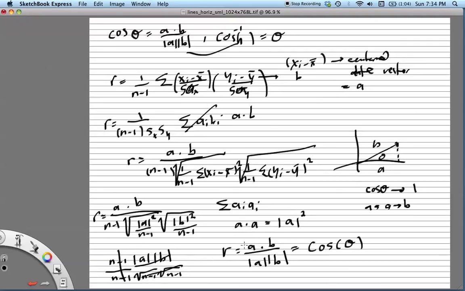Suppose R was equal to 0. Well, what that means is that the cosine of theta goes to 0, and this happens as A and B become as unrelated as possible. Okay, so I'm going to stop there, but hopefully this gives you the gist that the correlation coefficient is really just talking about the cosine of the angle between the two vectors.